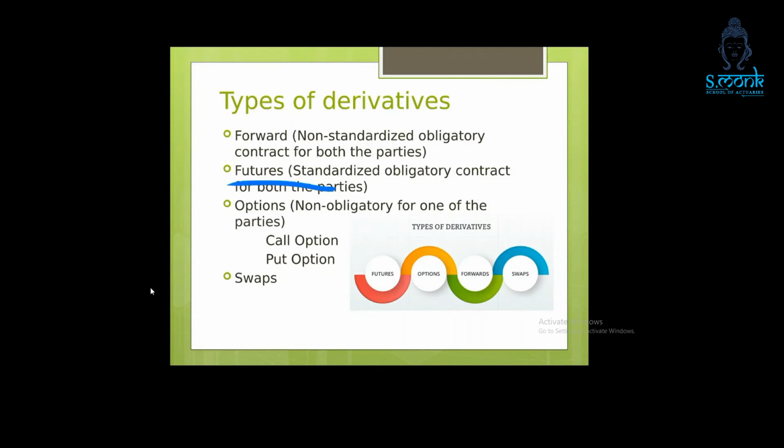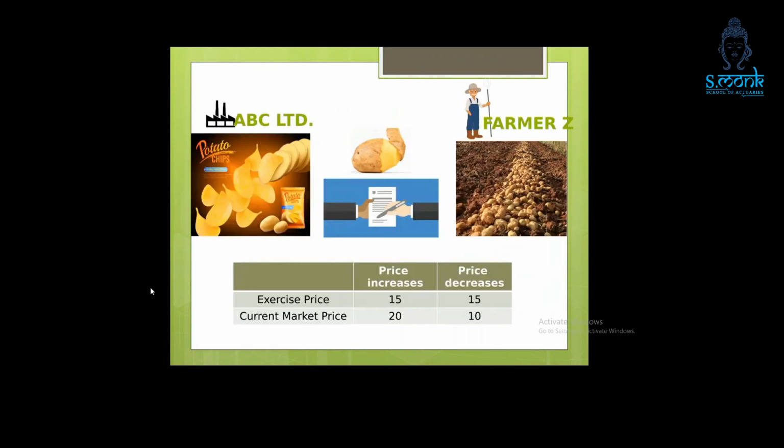The difference lies in the fact that a future is a standardized forward contract and hence can be traded on an exchange, whereas a forward is a customized contract. It can be tailored to a specific commodity, amount, and delivery date, and is not traded on an exchange. The previous example can be a future contract too.